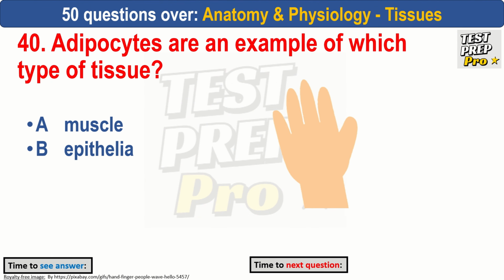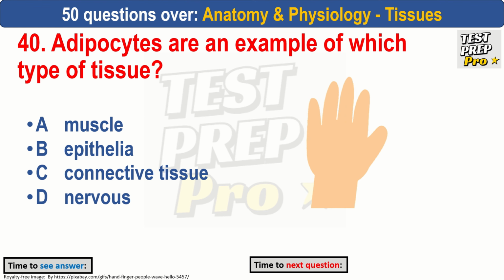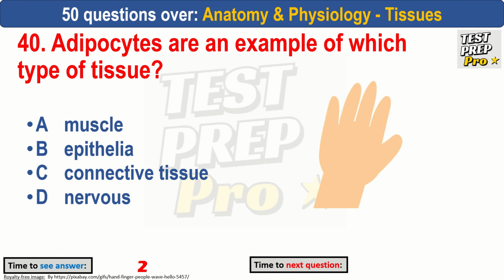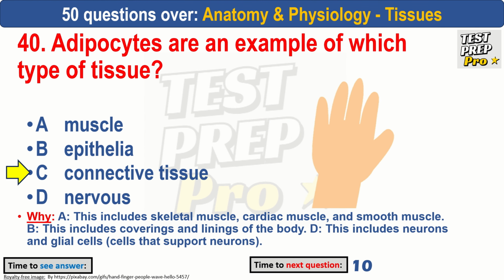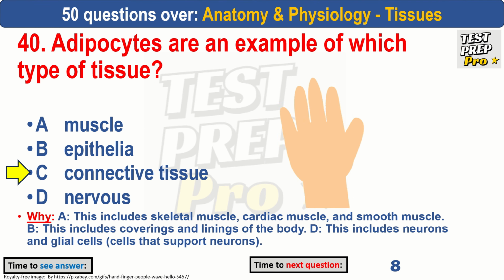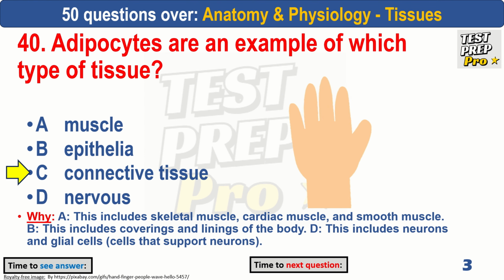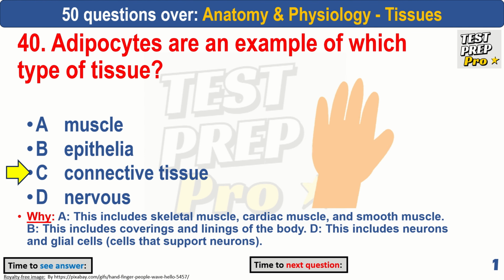Adipocytes are an example of which type of tissue? Muscle, epithelia, connective tissue, or nervous tissue? They are connective tissue. Muscle tissue is like your gluteal muscles, hamstrings, quadriceps, biceps, etc. Epithelia are mainly coverings and linings of the body.